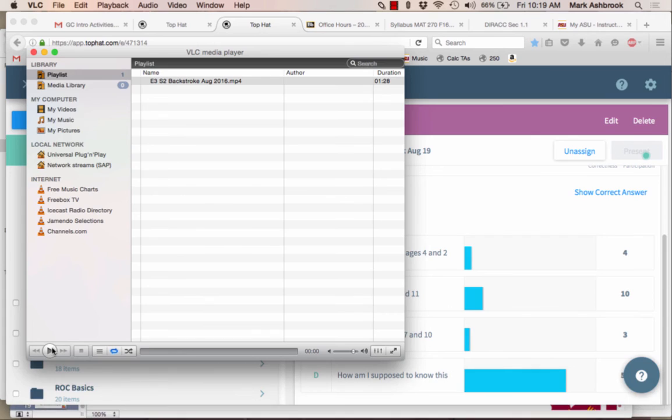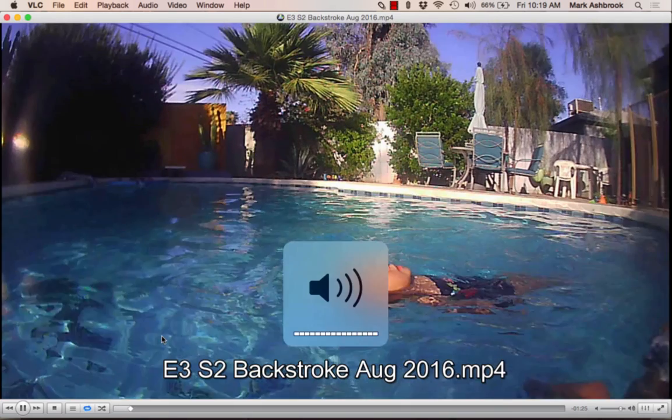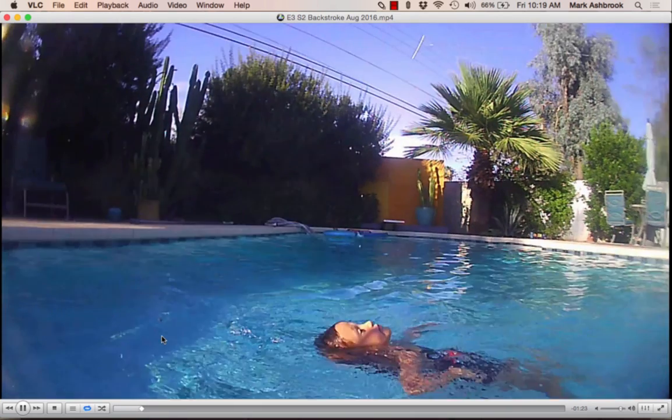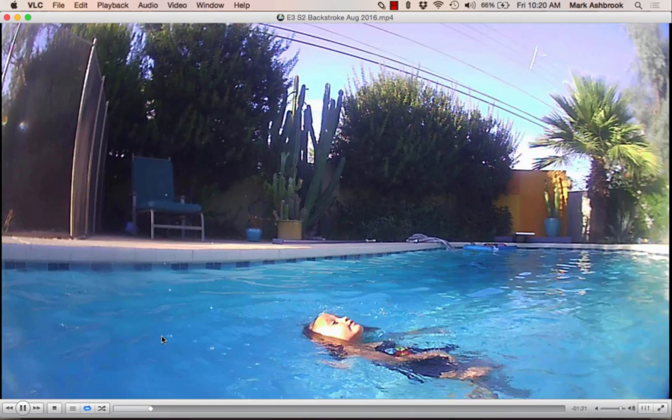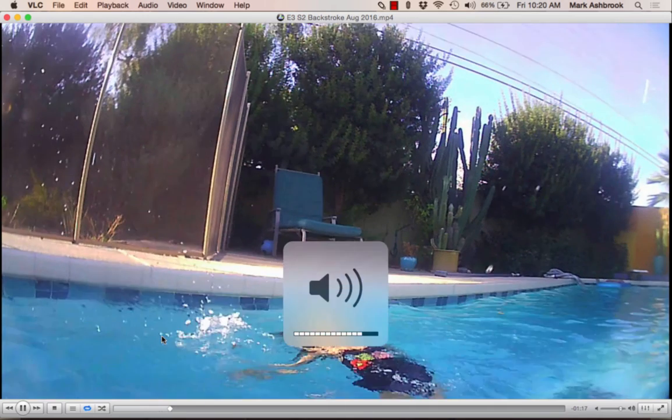Oh, I got something fun to show you. Here's Emma doing a backstroke. No one told her to do this. She just watched the Olympics. Look at her backstroke.